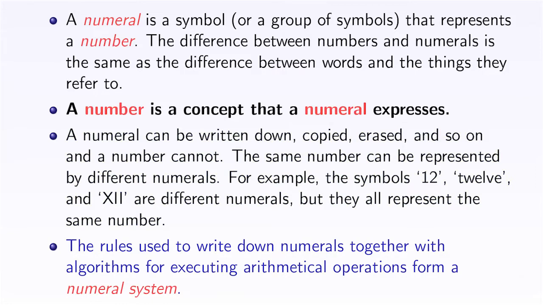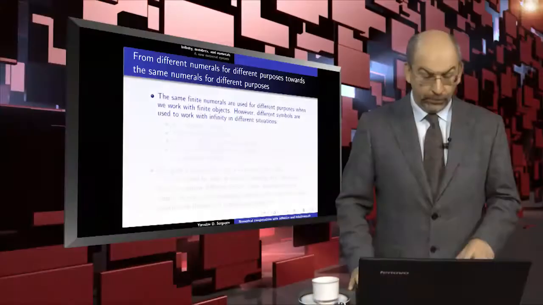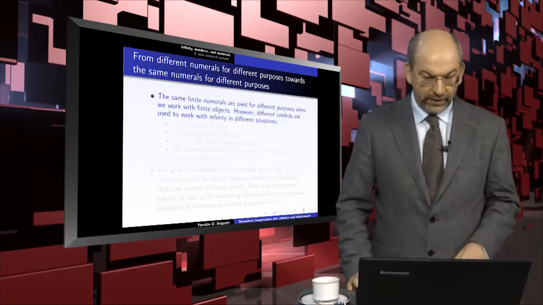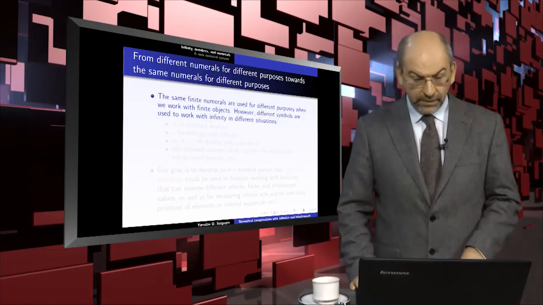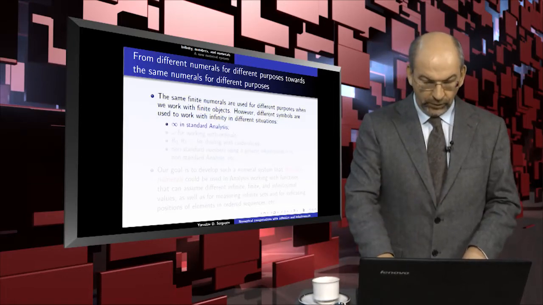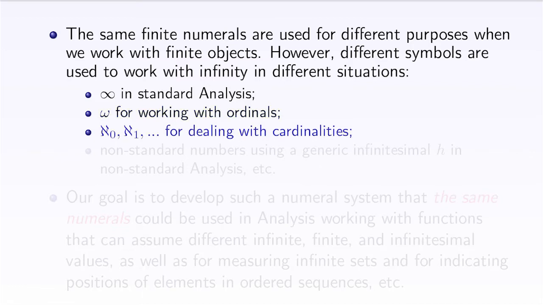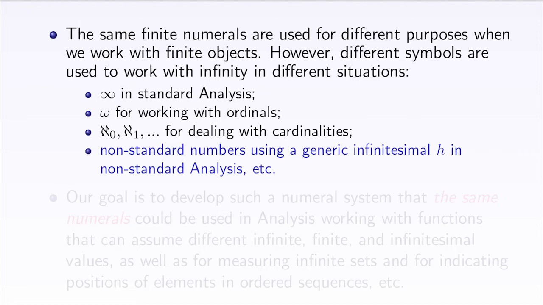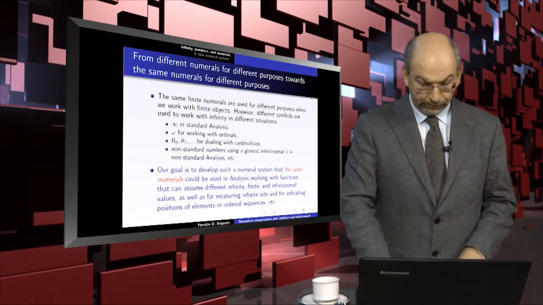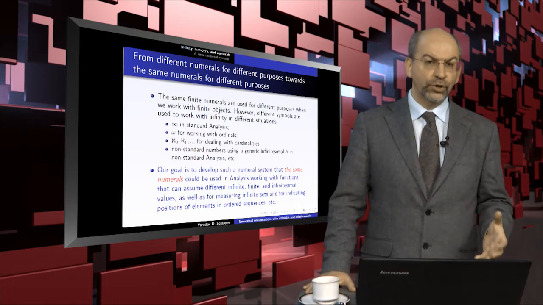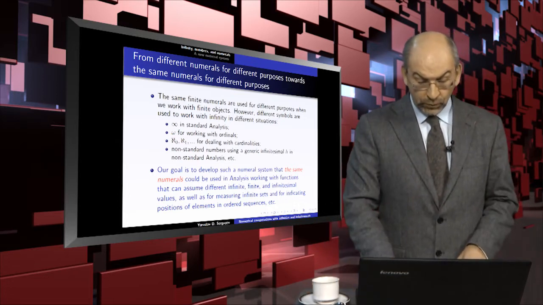The rules used to write down numerals together with algorithms for executing arithmetical operations form a numeral system. So, let us notice that the same finite numerals are used for different purposes when we work with finite objects. However, different symbols are used to work with infinity in different situations. For example, this symbol is used in standard analysis, then omega for working with Cantor's ordinals, alephs for dealing with the cardinals, non-standard numbers using a generic infinitesimal h, and so on. So our goal is to develop such a numeral system that the same numerals could be used in all the situations we need them, similarly to the usage of finite numerals.